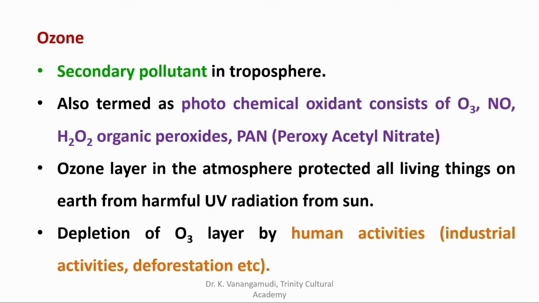Good friends, let us now discuss ozone. What is ozone? Do you have any idea about that? Ozone is a secondary pollutant and is also termed a photochemical oxidant, that is H2O2, hydrogen peroxide, in the troposphere. It protects all living things on earth from harmful UV radiation. If ozone is depleted or a hole is made, no living things can exist on earth. Its depletion is due to human activities, namely industrial activities, deforestation, etc.